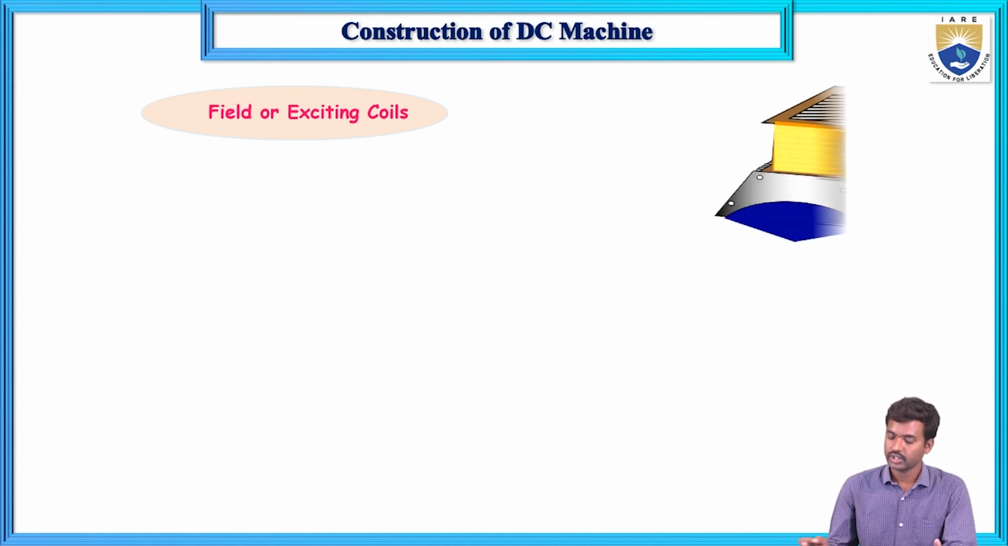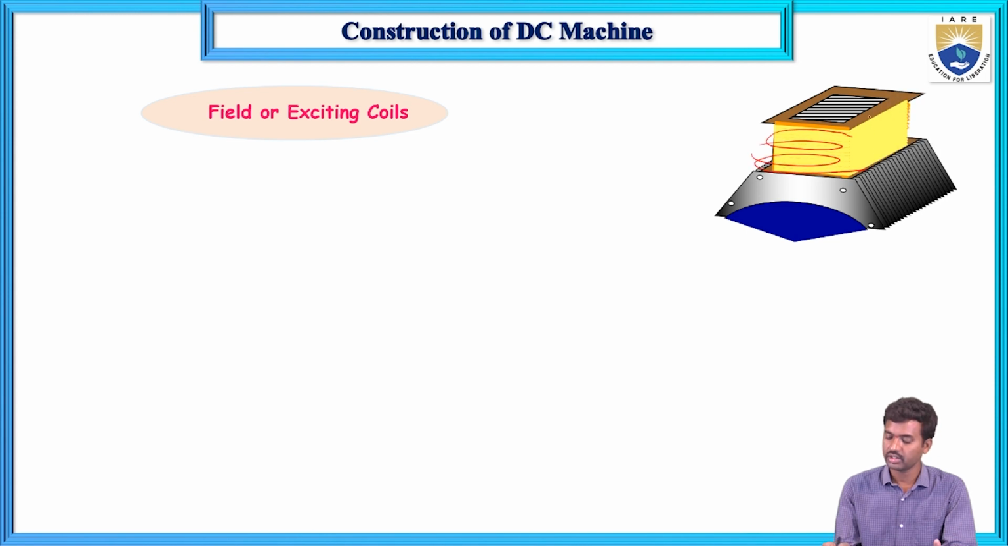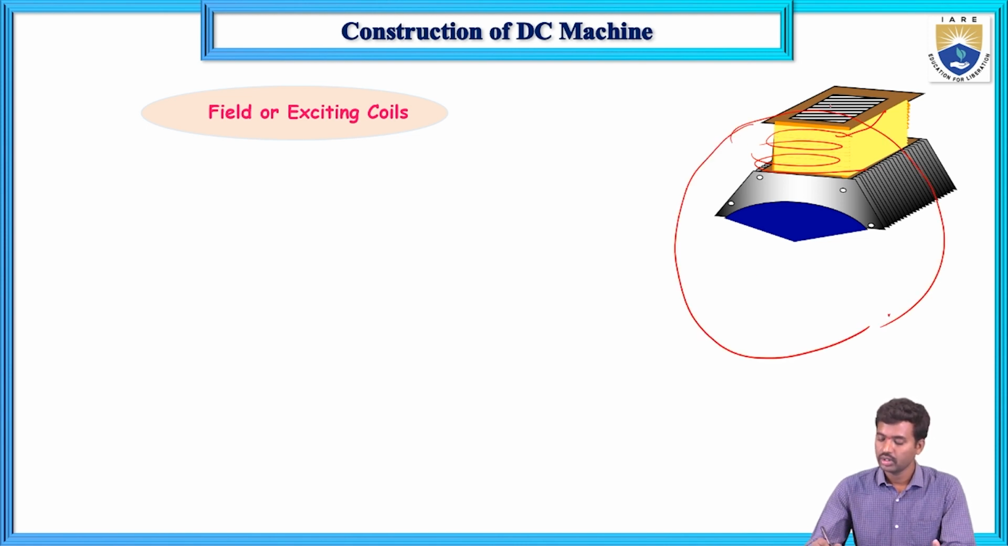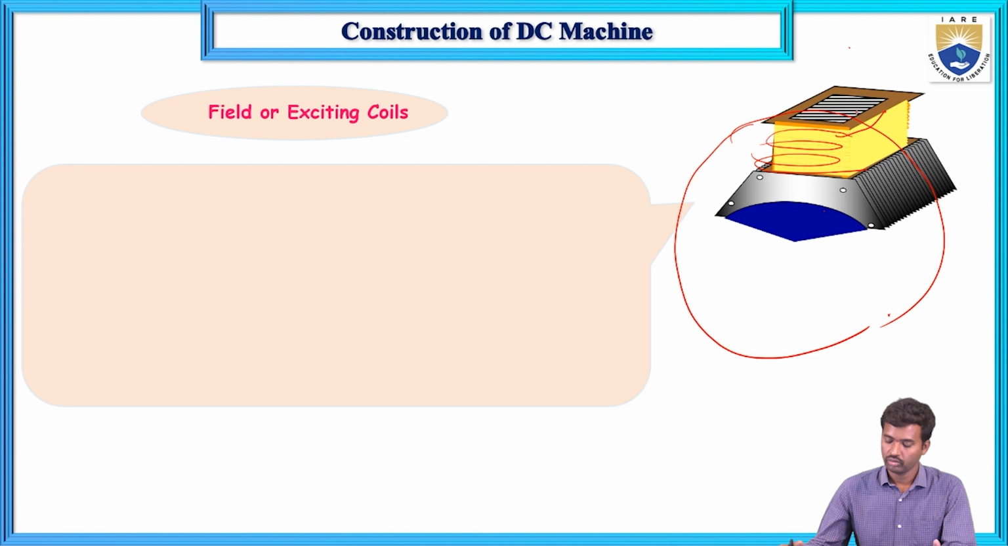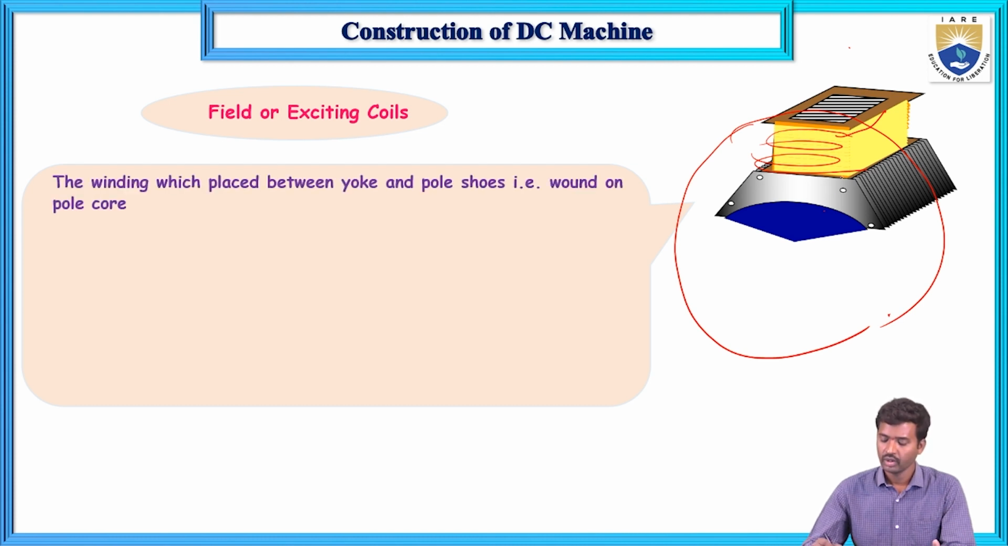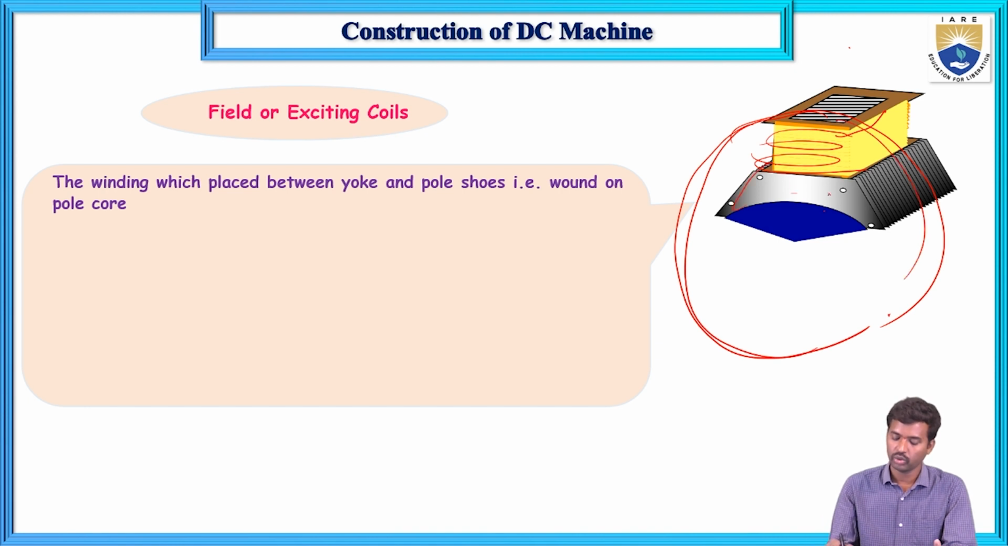So now this is the winding. This winding is wound on the pole core. This pole core is attached to this yoke. This field winding is in between the yoke and pole shoe and wound on the pole core. So the field winding is provided between the yoke and pole shoe. This part is known as a field winding.